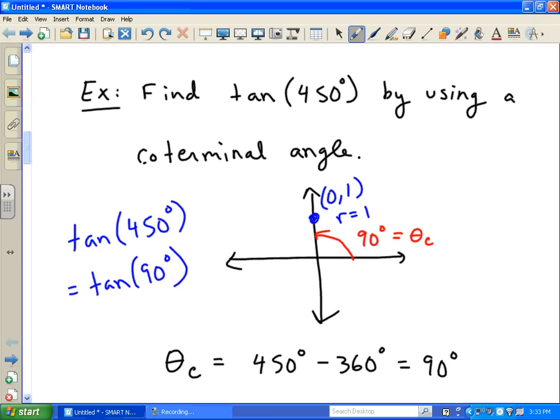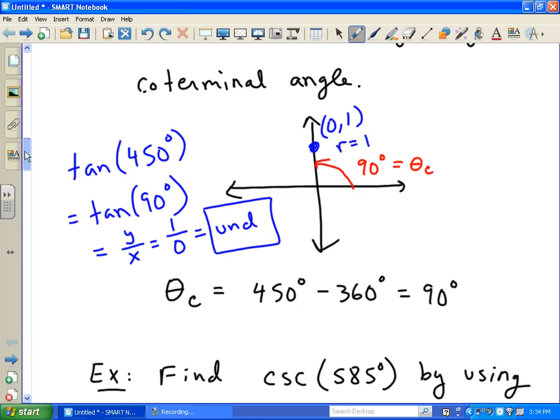Notice I don't have to specify where those two angles are. Their terminal sides are located in exactly the same place. Tangent being the ratio of y over x. In this case, we see our y value being 1, our x value being 0, and so this answer would be undefined.